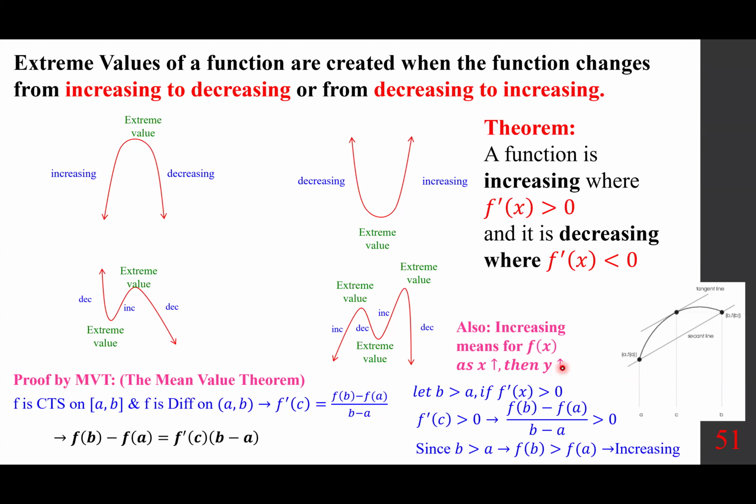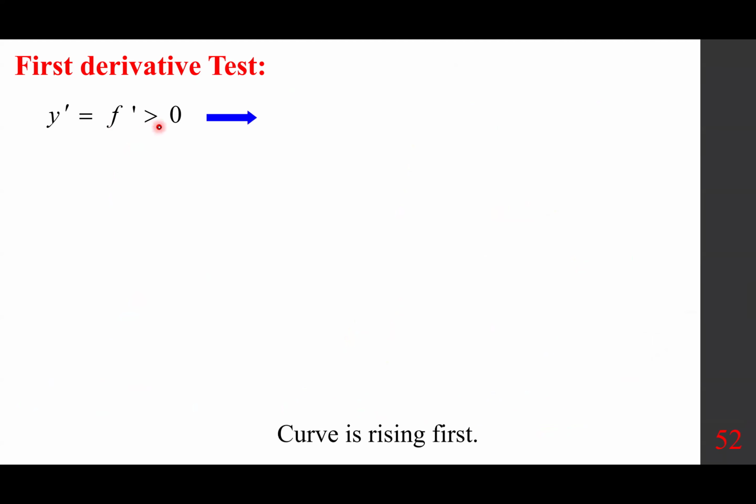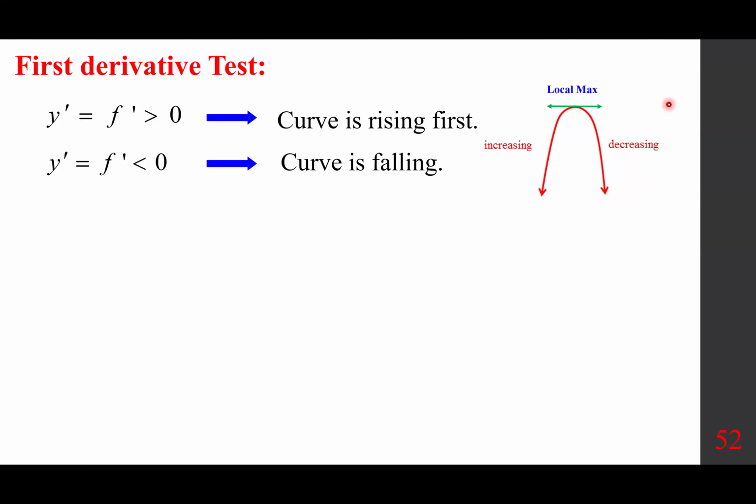So anyways, now what is the first derivative test? If y prime or f prime is positive, that means the curve is rising first. It's increasing. Then y prime or f prime is negative, that means the curve is falling. Then it creates an extreme value, which is a local max.